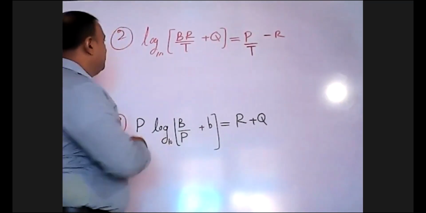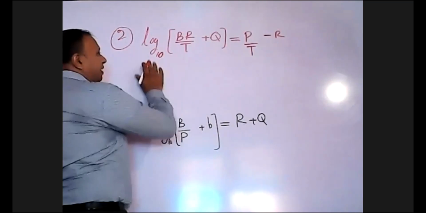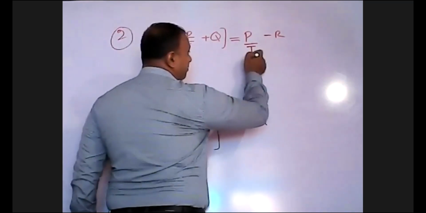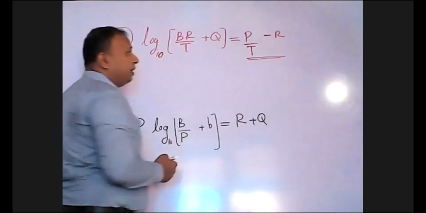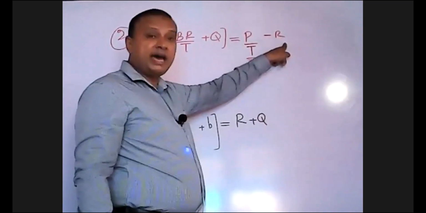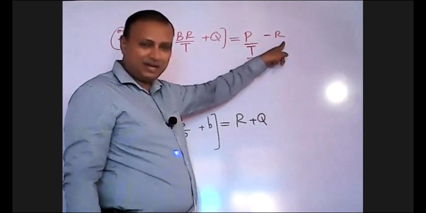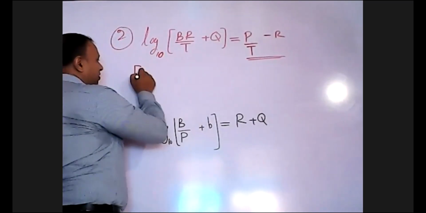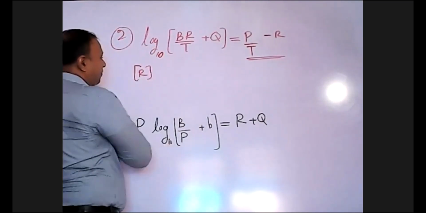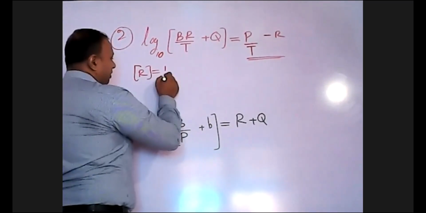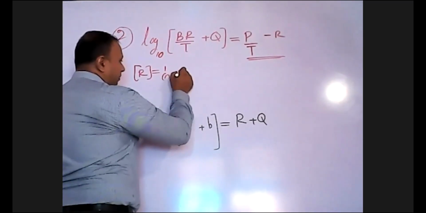You know this logarithm function. The logarithm function is a number, so this should be a number, no, Putta? If it is a number, then R should be a number. Therefore, the dimension of R is equal to 1, or you should write no dimension.